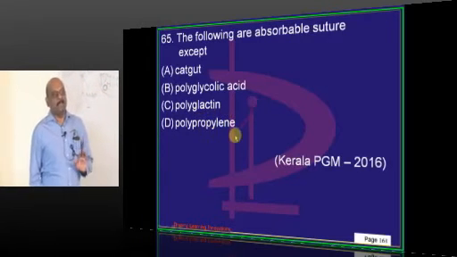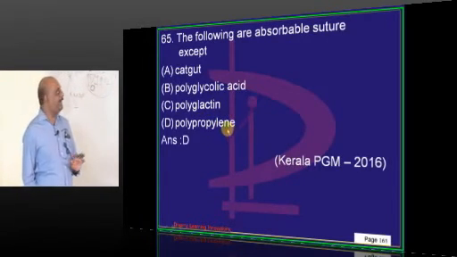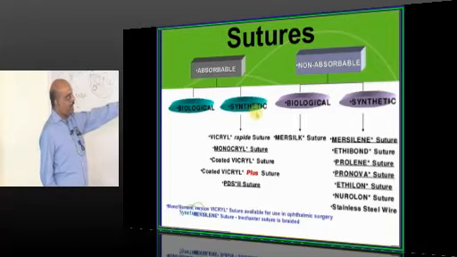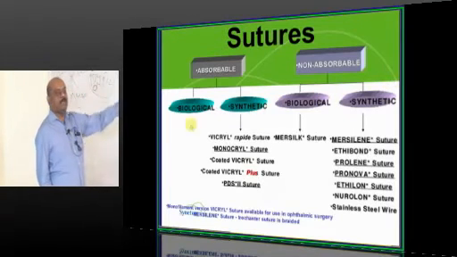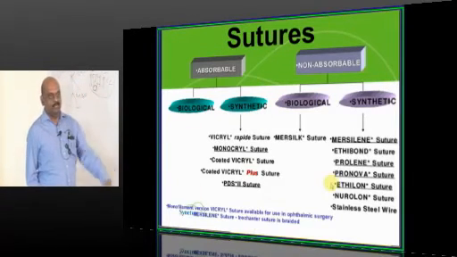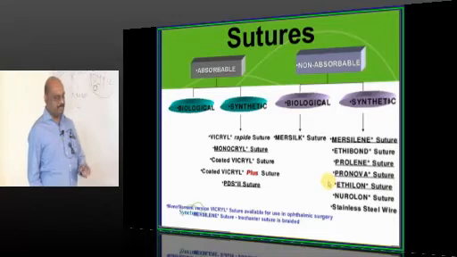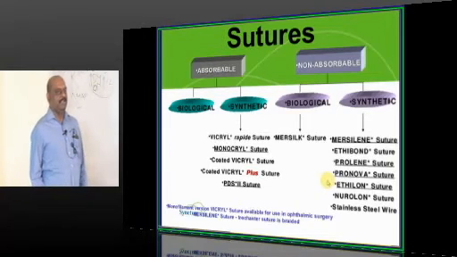What is an absorbable, non-absorbable suture? ये तो पक्का पढ़ के जाना डॉक्टर. Biological synthetic among absorbable, non-absorbable, ये लिस्ट तो मेडिकल शॉप वाले के जैसे पक्का रहना.